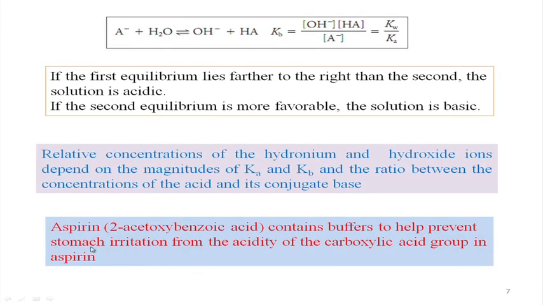One such medicine we all know is the painkiller aspirin, 2-acetoxybenzoic acid. It contains a buffer also, to prevent stomach irritation from the acidity of the carboxylic acid group in the aspirin. So, you have this acetoxybenzoic acid. Benzoic acid is basically an acidic form. So, if it is in a buffered medium, your acidity can be controlled in your body at the same time.